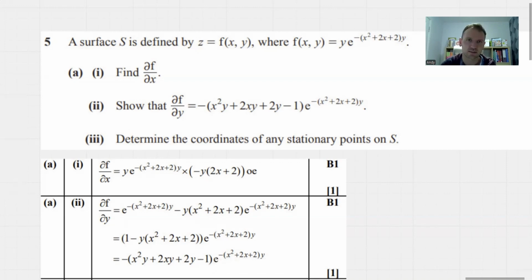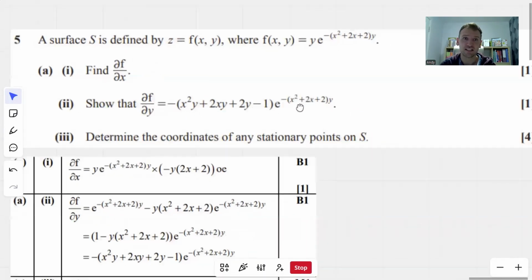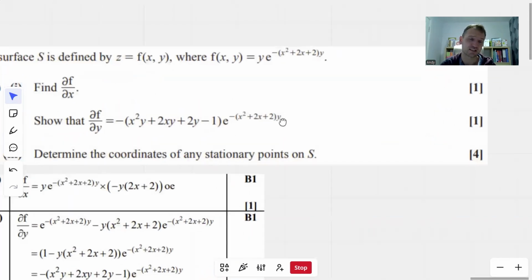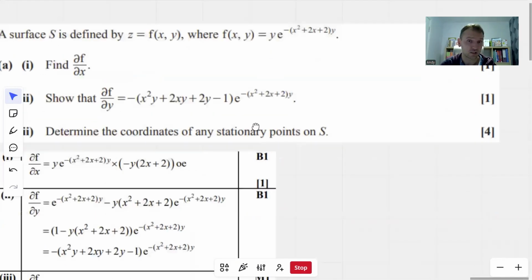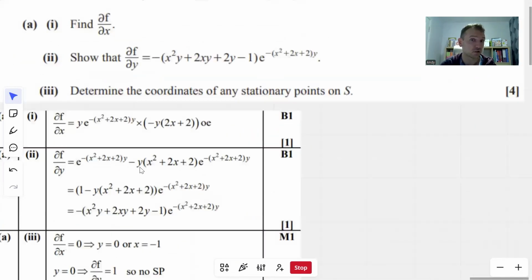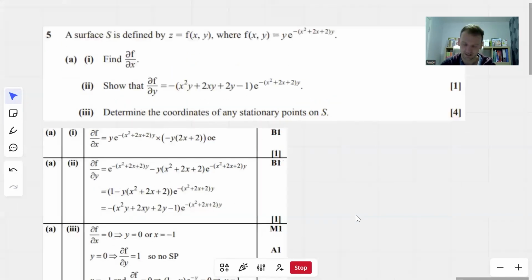You just weren't here. On part two, we're asked to find df by dy. So there's a reason they're turning this into a show that, to save you a little bit, because you need product rule here. But because it's a show that, you'd better make clear that you're doing some product rules. You'd better have these two terms clearly in the first place, and then a little bit of working to sort them out there. Part three is when this question really starts ramping up a little bit and gets a bit more complicated.